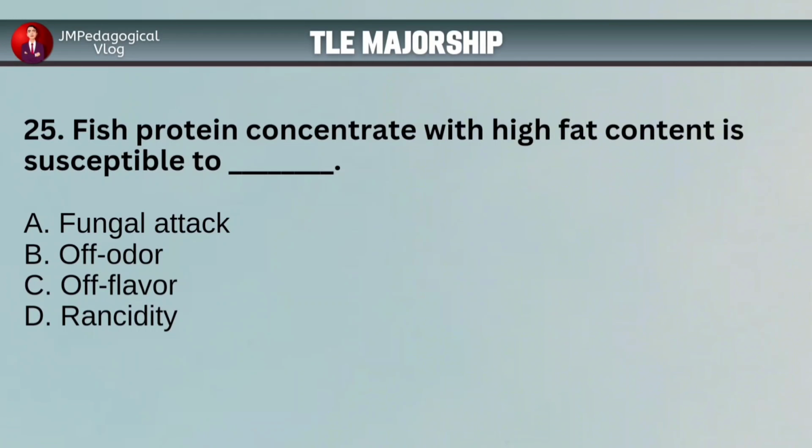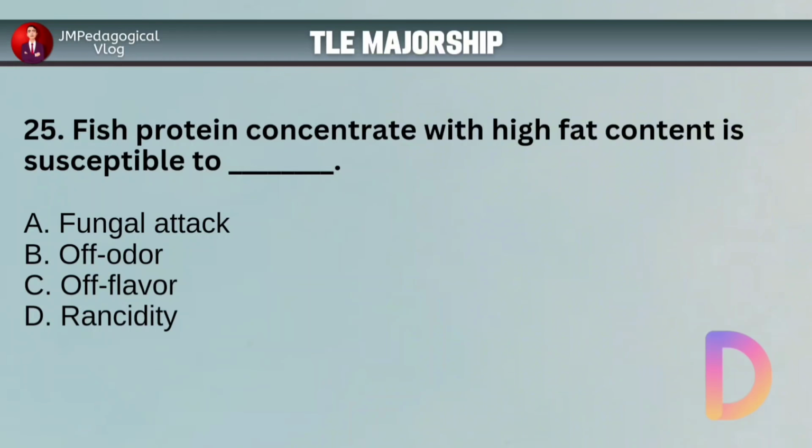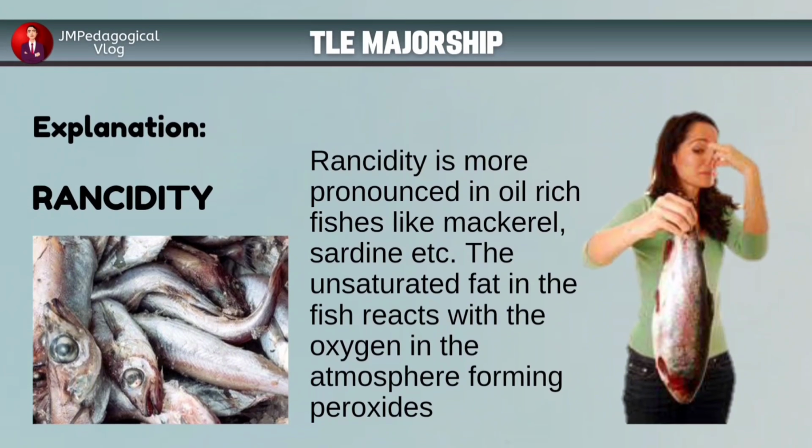25. Fish protein concentrate with high fat content is susceptible to A. Fungal attack. B. Off odor. C. Off flavor. D. Rancidity. D. Rancidity. Explanation. Rancidity is more pronounced in oil-rich fishes like mackerel, sardine, etc. The unsaturated fat in the fish reacts with the oxygen in the atmosphere forming peroxides.